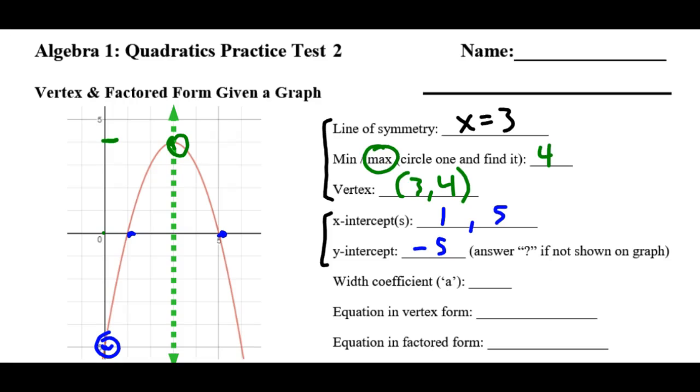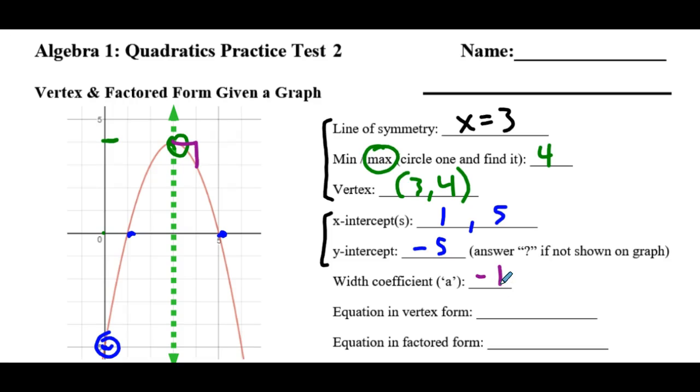The width coefficient A value acts like a slope. When A is negative, the graph is facing down. When it's positive, it's facing up. The way you can get this easily is by starting at your vertex and going over 1 and then seeing where you go from there. In this case, we have to go down 1 to get back to our graph. So we're going to have an A value of negative 1.